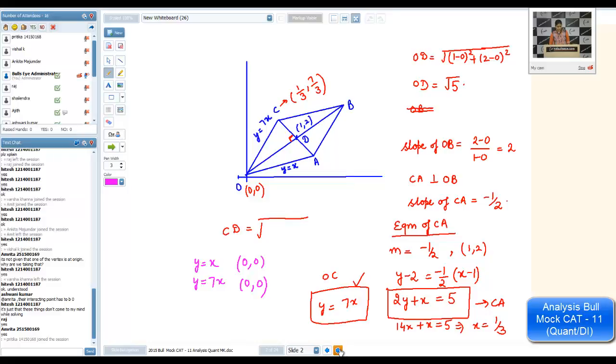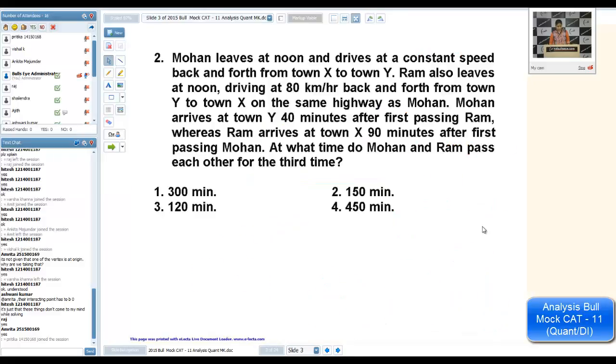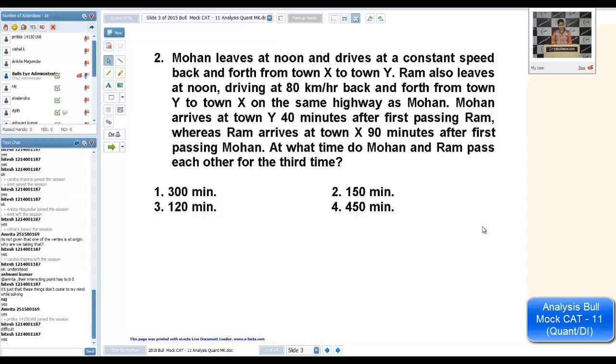Okay, let us move. Okay, that was a nice question. Any problem in this? Yeah, actually it was not a difficult question. If you know certain shortcuts in TSD, then this is an easy one. Yeah, any problem in this now?